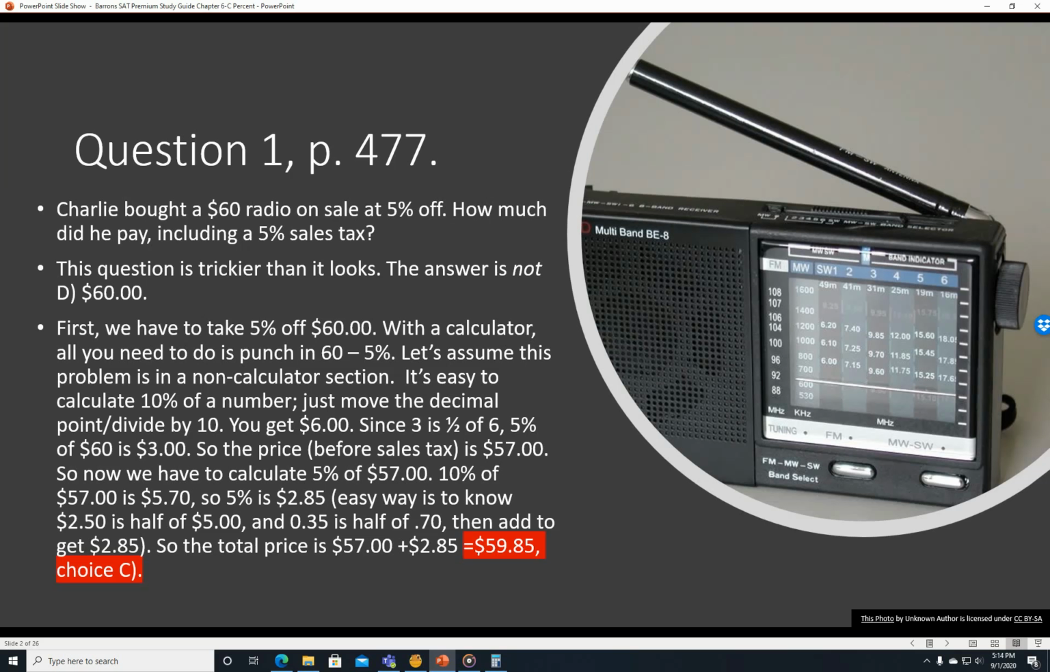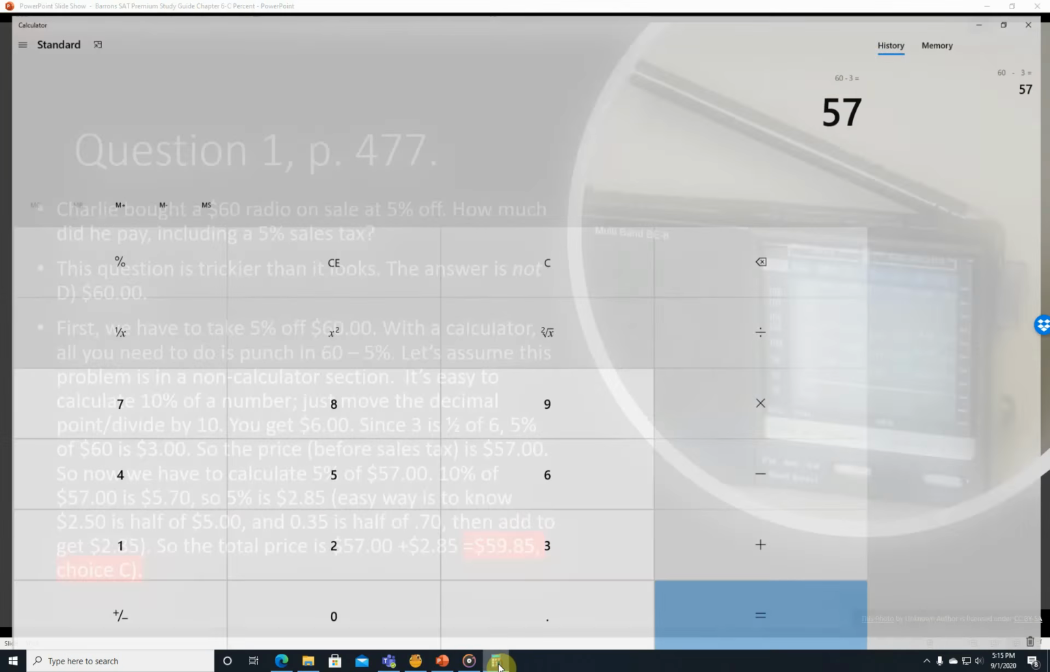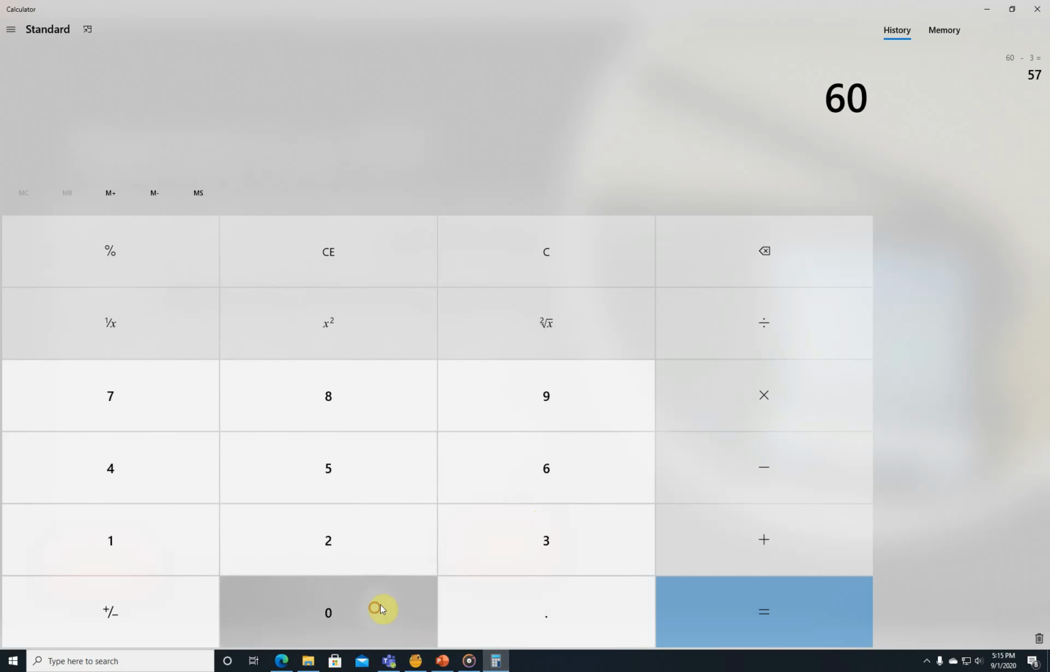Charlie bought a $60 radio on sale at 5% off. How much did he pay, including a 5% sales tax? This question is trickier than it looks. The answer is not D, which would be $60. First, we have to take 5% off $60. With a calculator, all you need to do is this. You just go 60 minus 5%. See, it tells you 5% is 3 right there. Boom, becomes 57. So if it's on a calculator section, this is super easy.